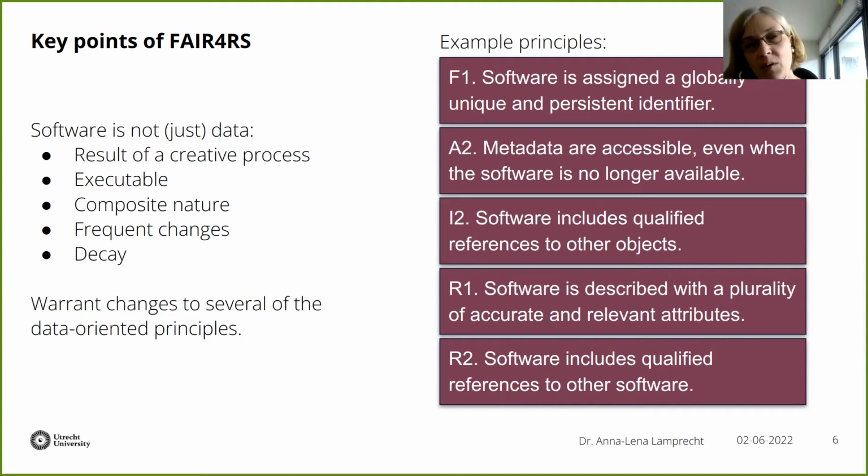So the main argument we make here is that software is not data, or not just data, because software is usually the result of a creative process, whereas data is more the result of measurements. They are data points that you collected somewhere rather than creating them creatively. Software is executable, while data is static. Software is of composite nature. That means that often software builds upon existing libraries and reuses other pieces of software that are assembled. This is only possible to a certain extent for data, as we view it.